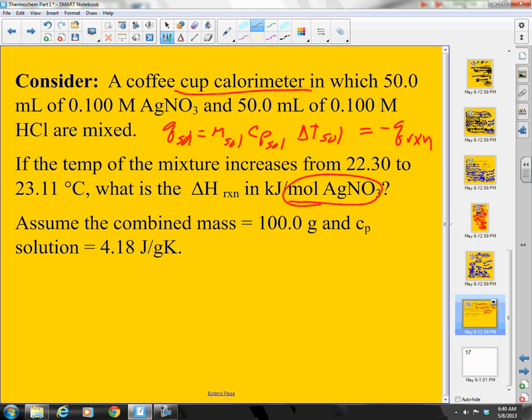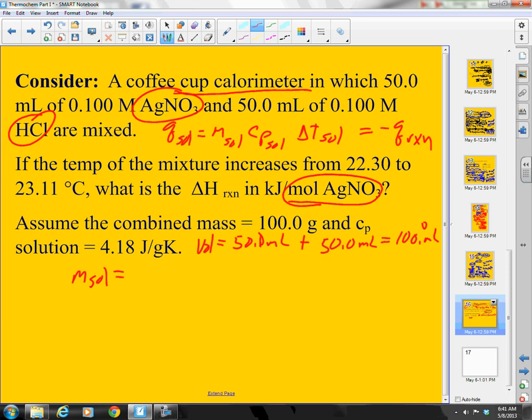So first thing, what is my mass of solution? Well, my solution is made out of what? Silver nitrate and hydrochloric acid. So what do I have here? I have 50 mils. Looks like I can't go directly to mass. Let's go with volume first. I have 50 milliliters of silver nitrate plus what? 50 milliliters of HCl. So I have 100.0 milliliters.